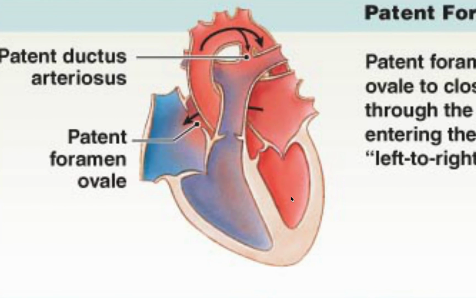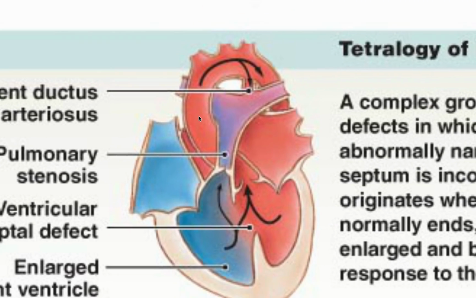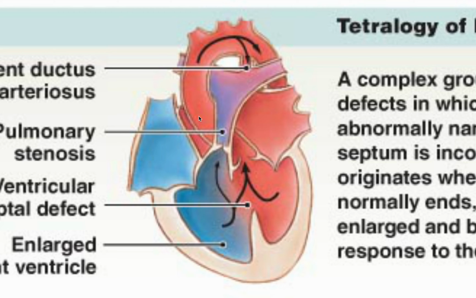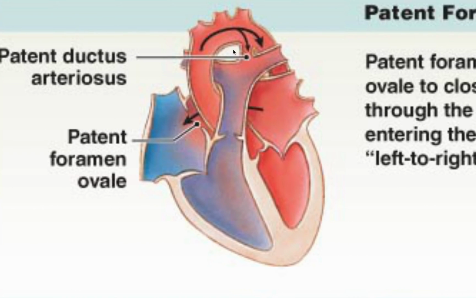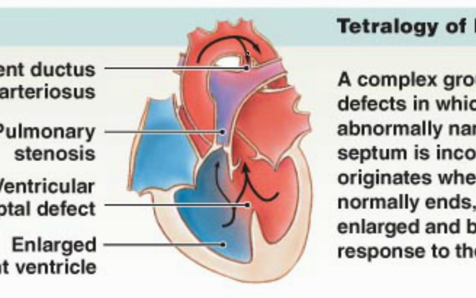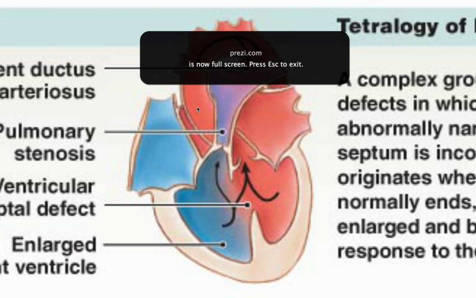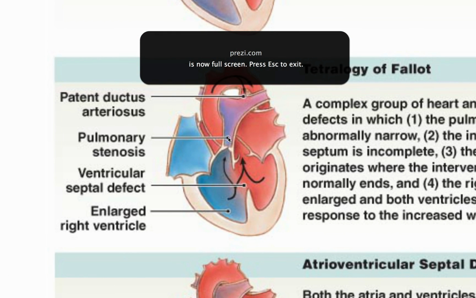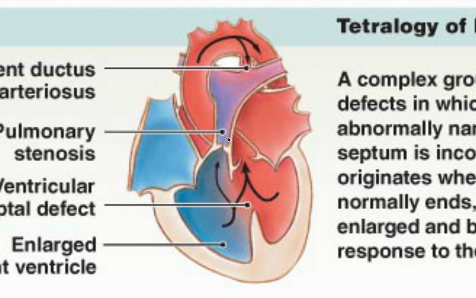This one is called patent foramen ovale, and this is when the foramen ovale doesn't close. So now you've got a hole between your atria. And this also shows our patent ductus arteriosus. Ductus arteriosus doesn't close off. This one shows tetralogy of Fallot. This is when the pulmonary trunk is narrow. And the interventricular septum right here is incomplete.